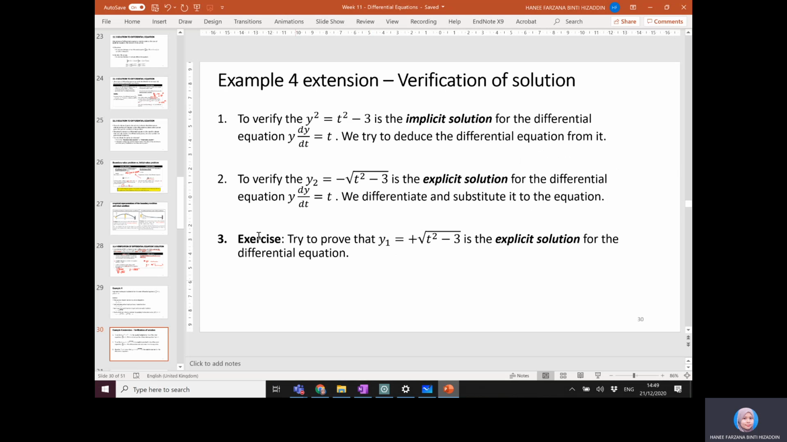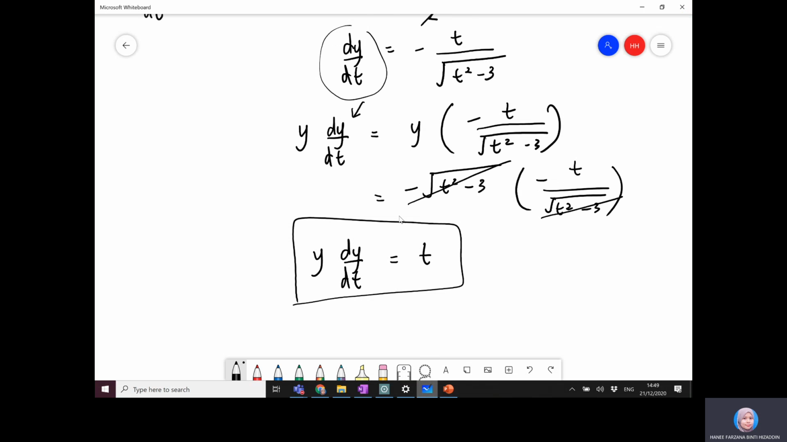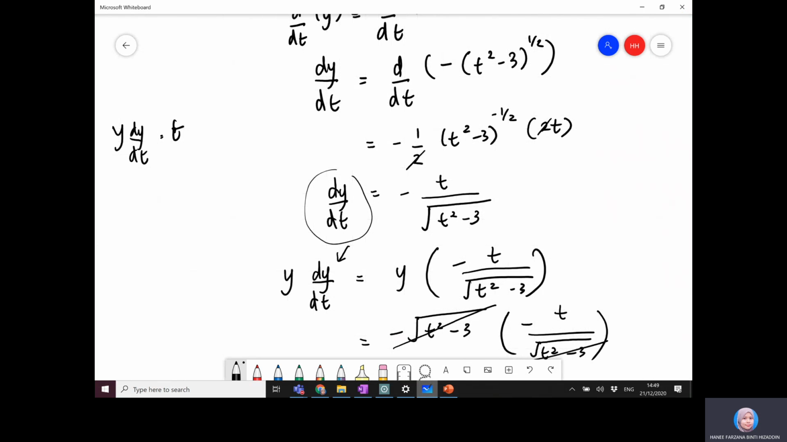Okay, so next is to try to prove that y1 equals plus the square root of t squared minus 3 is also an explicit solution for the differential equation. So you can follow the same process. You will end up with y dy/dt equals t. Just follow the whole thing here, but you do it yourself.